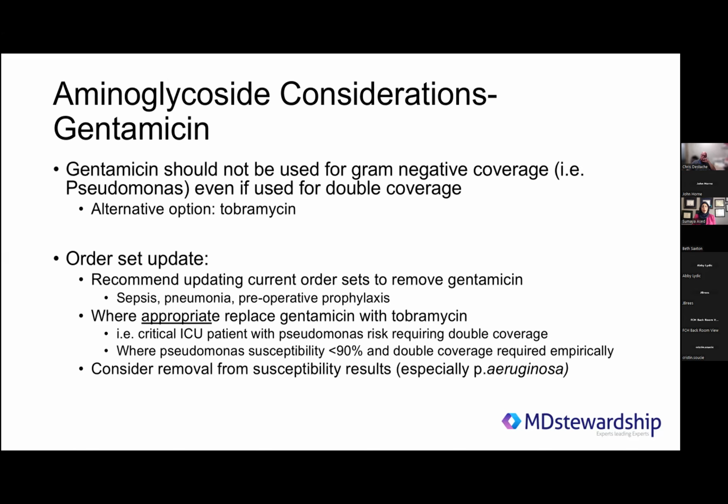If we have a need for double coverage, again, this is not for everybody, but if your antibiogram susceptibility is less than 90%, or if a patient is very critical in the ICU with a suspected Pseudomonas and double coverage is required, Gent should no longer be that option. It would be tobramycin. And if it is currently on your susceptibility reports, just to make it easier for providers and for choosing the right empiric option, it should probably be hidden just to make it a little bit easier.